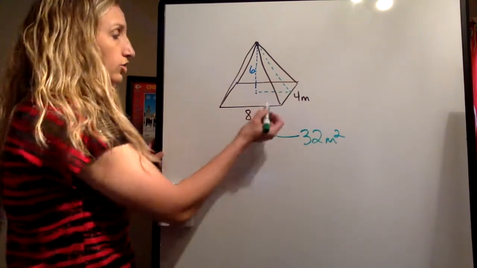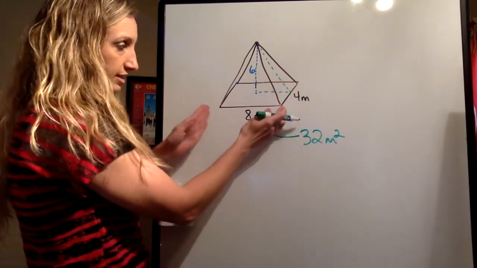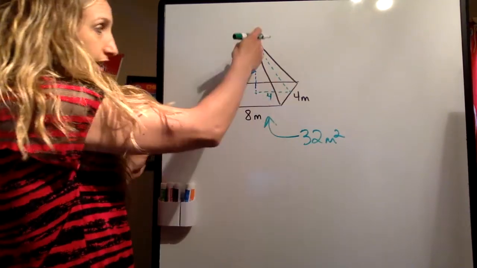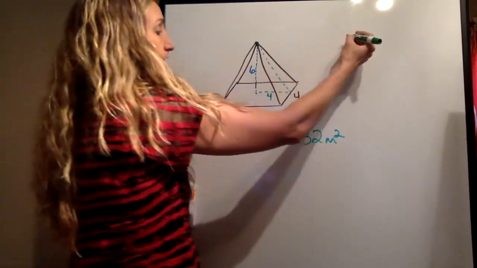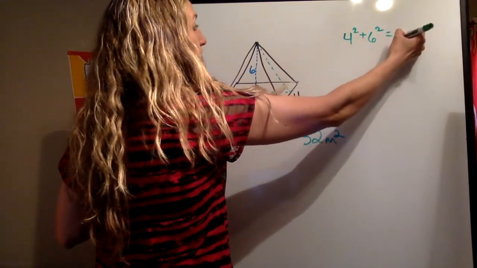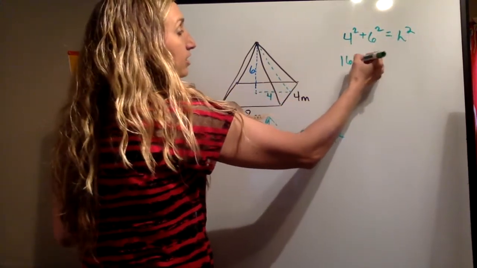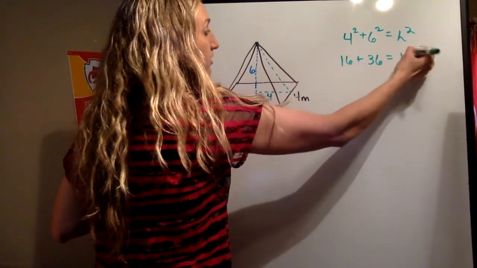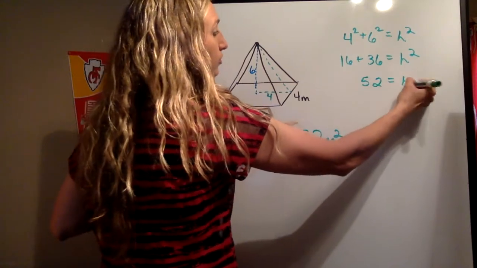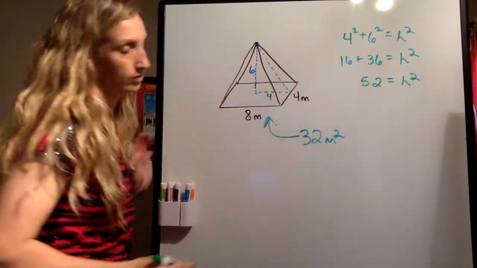Okay, so this leg down here, if this is 8, then this leg is going to be 4. So to find this slant height right here, we're going to have to do 4 squared plus 6 squared equals the hypotenuse squared. 16 plus 36 equals the hypotenuse squared. 52 equals the hypotenuse squared.